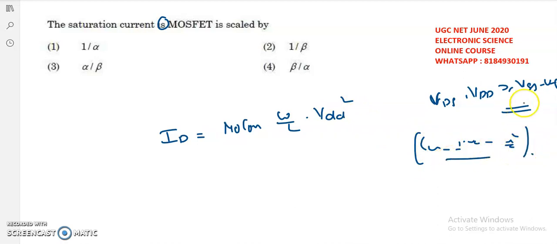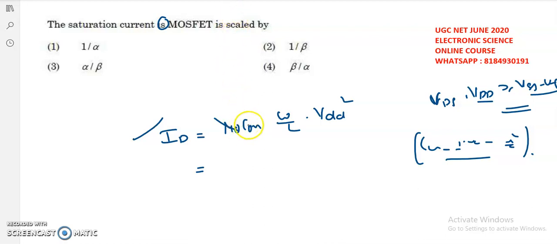So if I substitute here in the place of VGS minus VT as VDD, then we will get the equation of the drain current of the MOSFET in saturation region, and the expression will look like this. In this case, mu is a constant, so just leave that one in the case of scaling parameters.